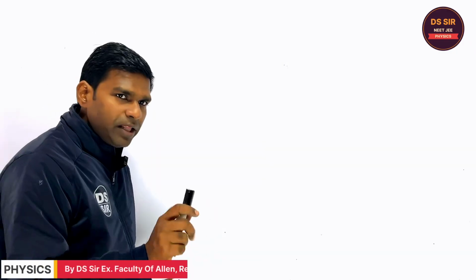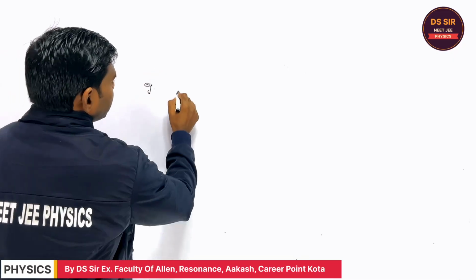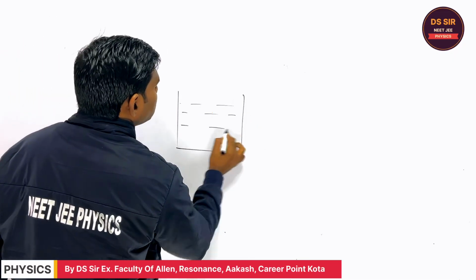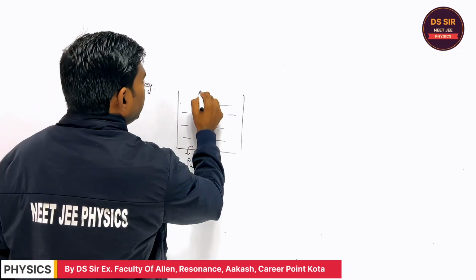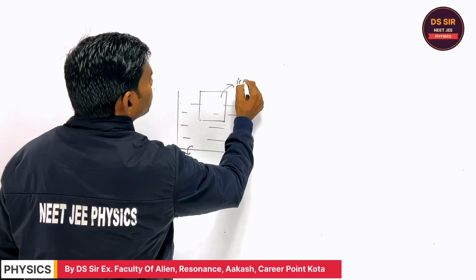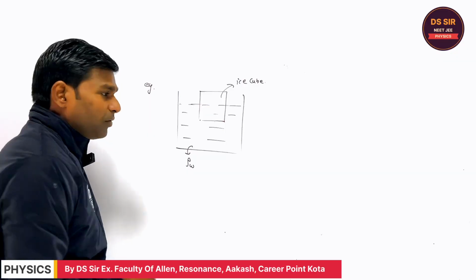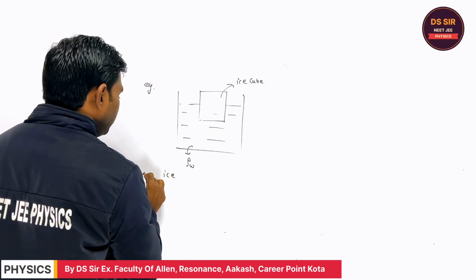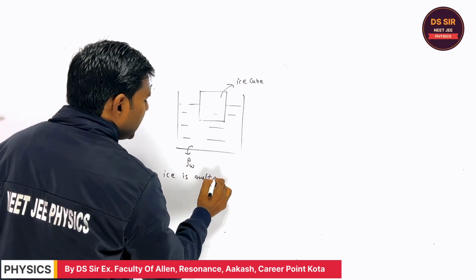Copy this. So a very important and very interesting question I'm going to explain. Suppose this is the liquid. Liquid means it is water. Suppose this is the water. The density of water is rho w. And there is an ice piece, right? This is the ice cube. Are you getting or not? Like this. You have to tell when the ice is melted completely, right?